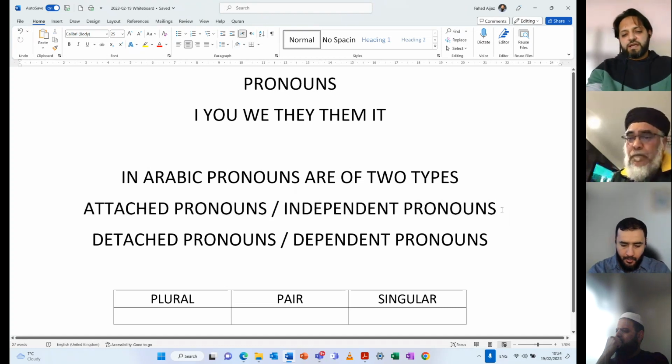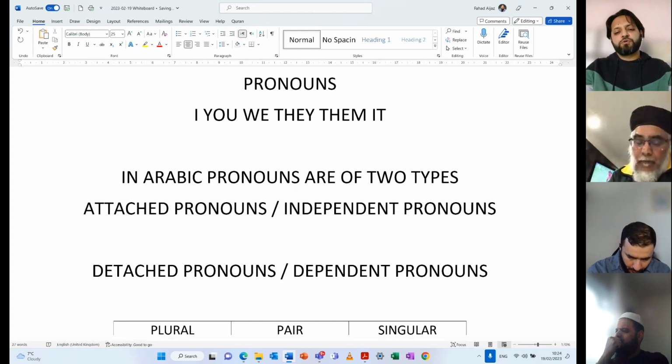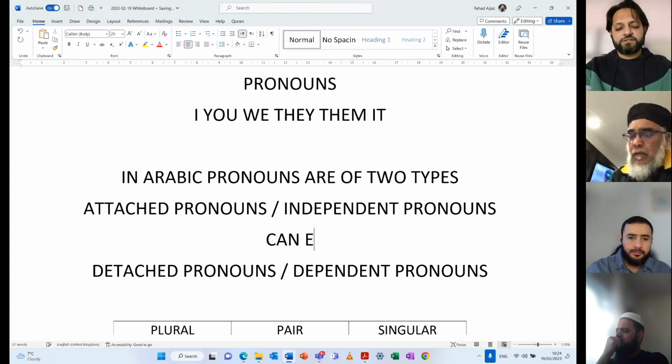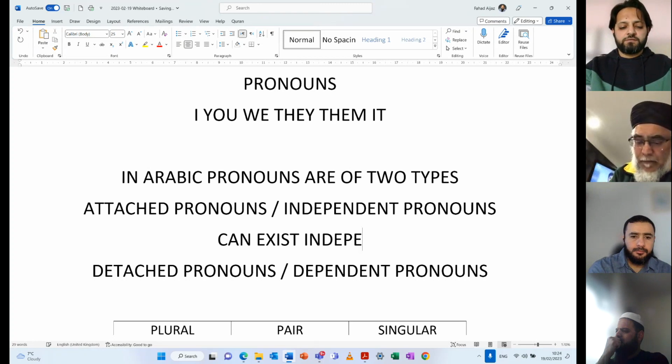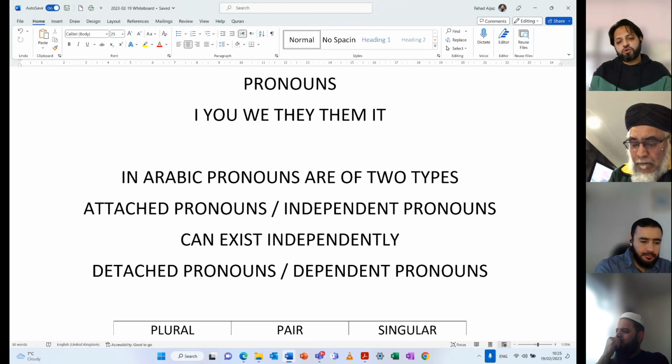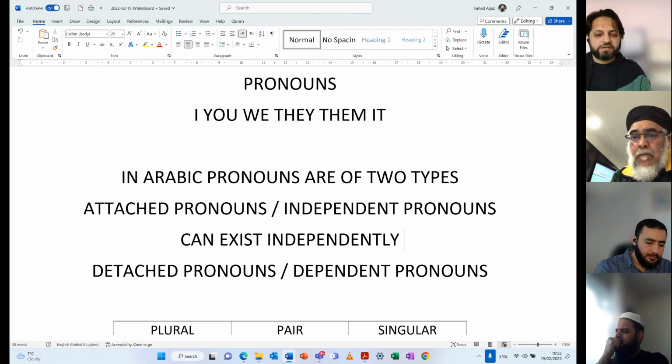Now, independent pronouns are those pronouns that, of course, can exist independently. What does that mean? That means effectively they do not need any other word to be with them to exist. They do not depend on any other word as such for their own existence. They can be used in the Arabic language regardless if there's any other word before or after them and things like that. So they're quite independent.